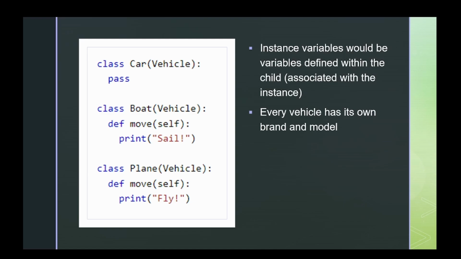Now, instance variables are variables that you can define within your child or associated with the instance of that class. Every vehicle here has its own brand and model, but we could add different attributes to a boat if we would like to, or a car. So for example, if we want to say number of wheels, we could put that on a car. A boat necessarily wouldn't have wheels, so we would put it in the car class and not necessarily the vehicle.